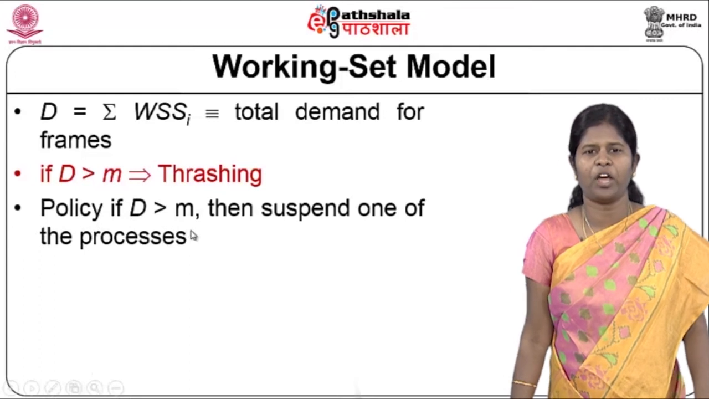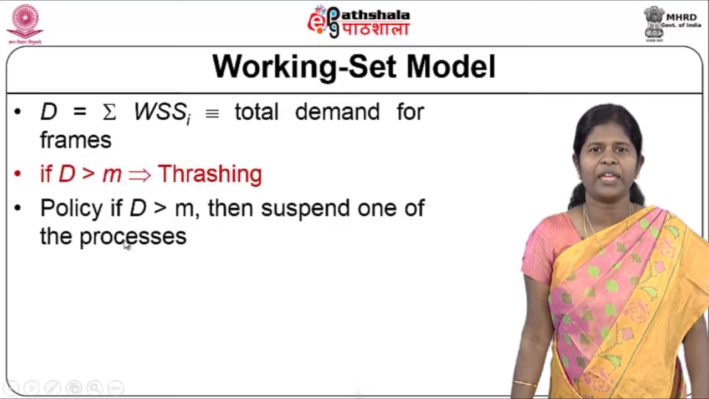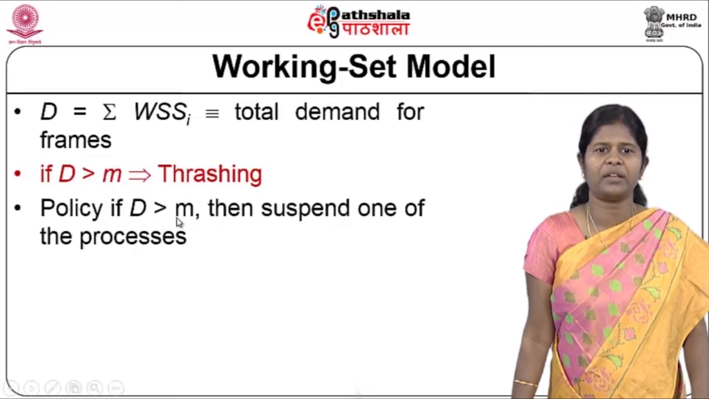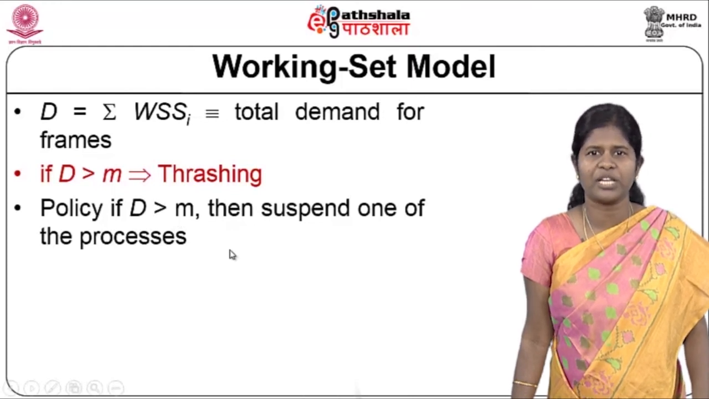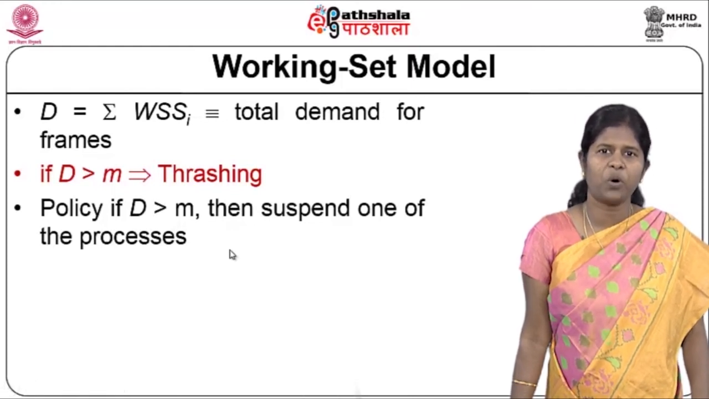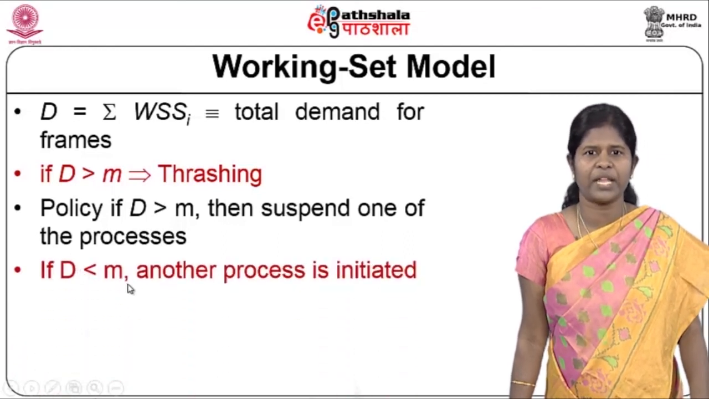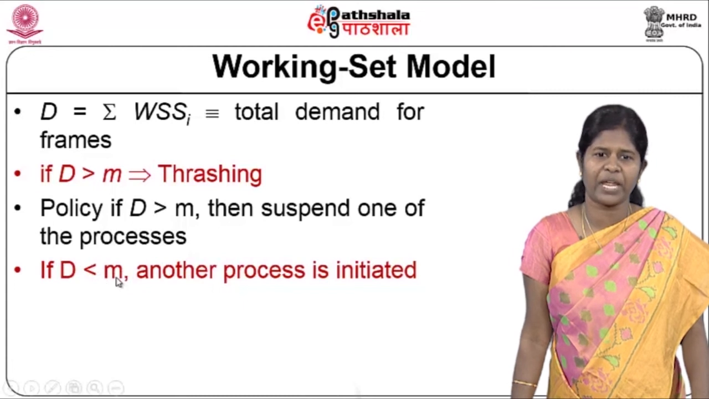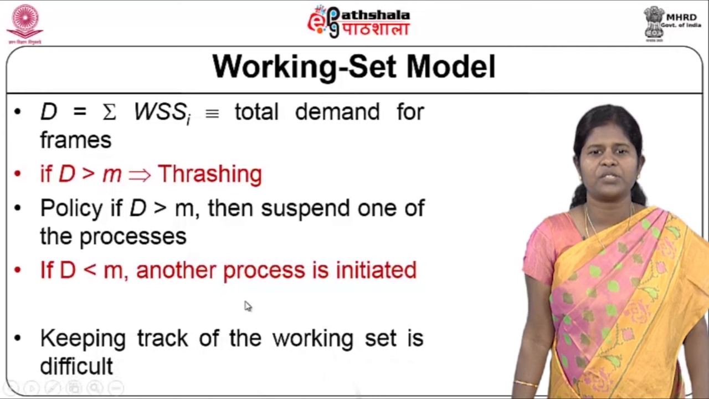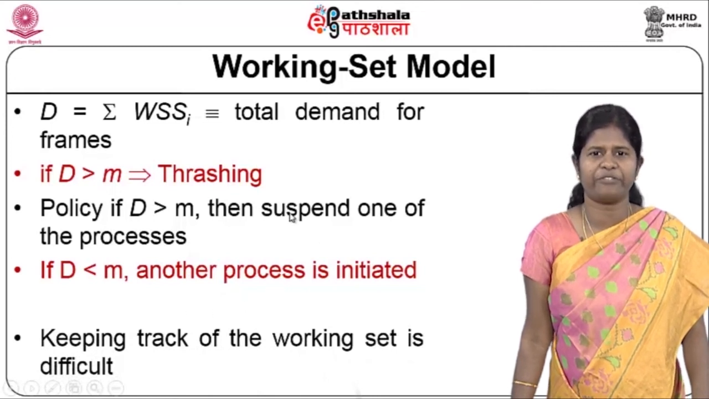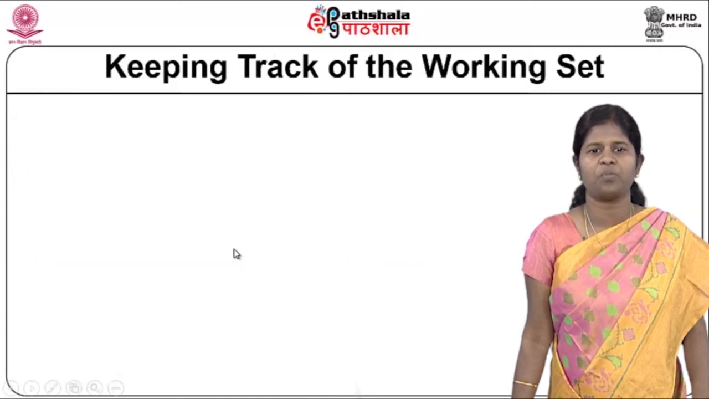So, what is the policy to overcome thrashing in this working set model? If the demand goes greater than the total number of frames, then you suspend one of the processes so that you will have more free frames and more space for the other processes. If the demand is much less than the total number of frames available, then you can initiate one more process. But keeping track of the working set is difficult. There is a problem with practically implementing this working set model.